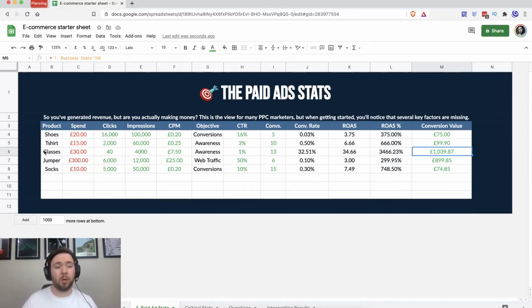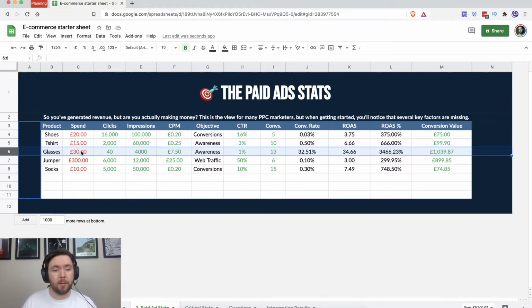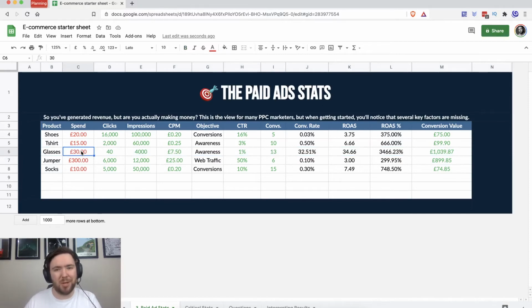So let's use the example actually of glasses because I think that's quite a nice little exercise because that's clearly got the highest conversion value. So let's remind ourselves first of all of glasses. Glasses, unit cost is £20. It's the most expensive item. The sell price is £79.99. Again, the most expensive item. So currently we've spent £30. By the way, £30 is nothing in ad spend. But if you're starting off, really that's the sort of numbers you should be playing with for testing. So glasses, £30. Clicks, 40. Already looking to be a bit sus, a little bit sus.